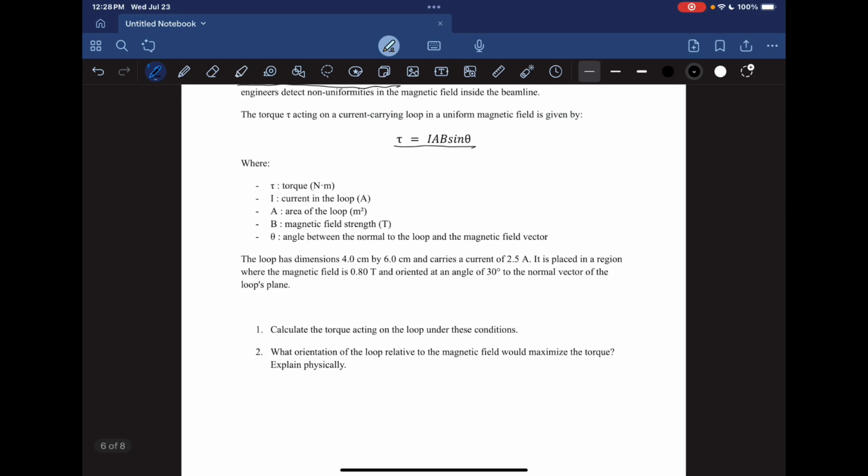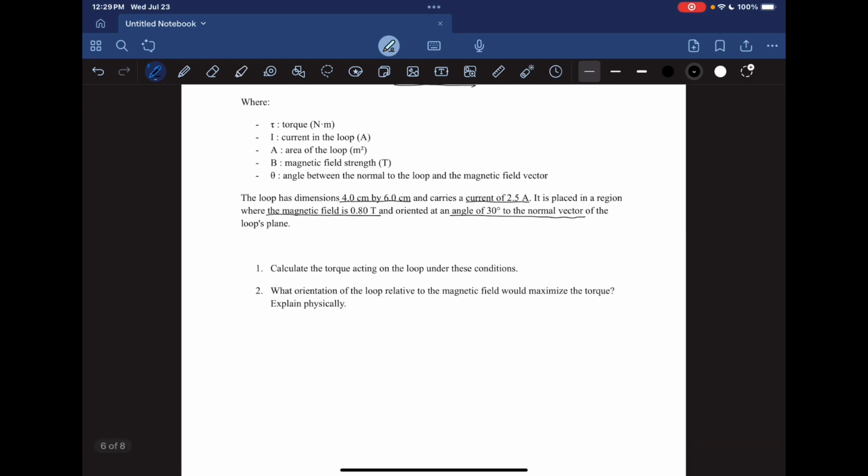And then we're given down here the loop. It has dimensions 4 centimeters by 6 centimeters, carries a current of 2.5 amps, and then it's placed in a region where the magnetic field is 0.8 teslas and oriented at an angle of 30 degrees to the normal vector of the loop's plane.